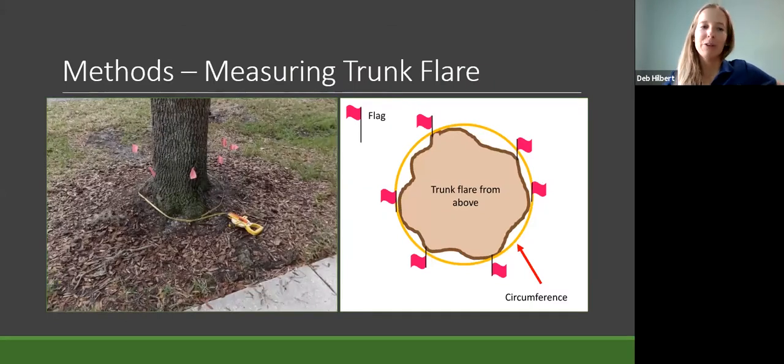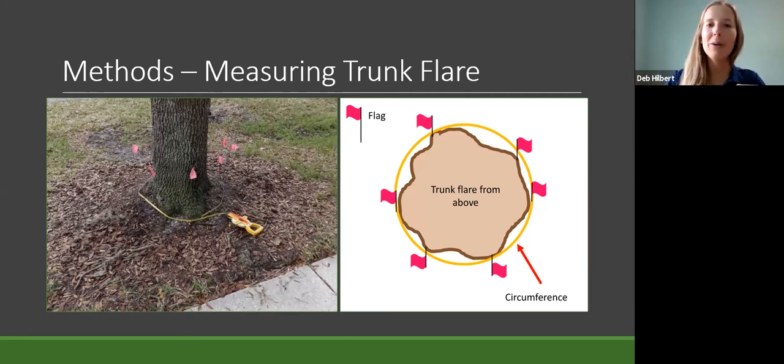And the way we went about this research was pretty fun. We had to do a lot of collaboration over Zoom and emails to make sure we were doing it the same way in the different areas. But what we were trying to measure was the circumference of the trunk flare, so at ground level. And we had to be really careful not to measure the roots. We wanted to measure that transition point.